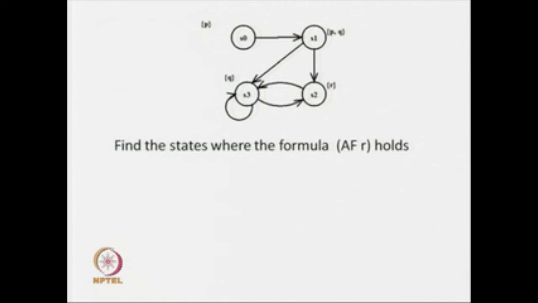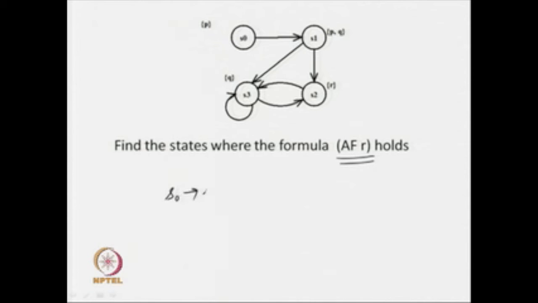Similarly, for the next formula, I am talking about whether R holds in some future state on all paths. Here I have slightly changed the labeling function. In S3 I have only Q. So we are talking about A[F R]. It is the same model with a slight difference. Now if I come to A[F R], from S0 we go through all execution paths, and we will find that in some future state R is true, because this is a path where R is true, and this is another path where R is true.